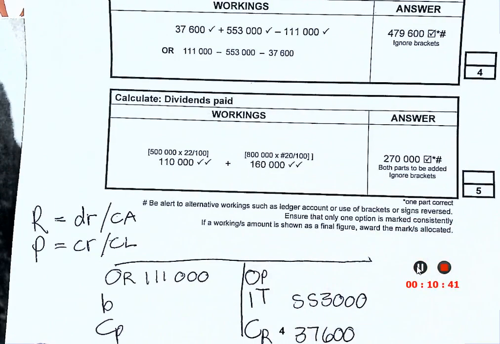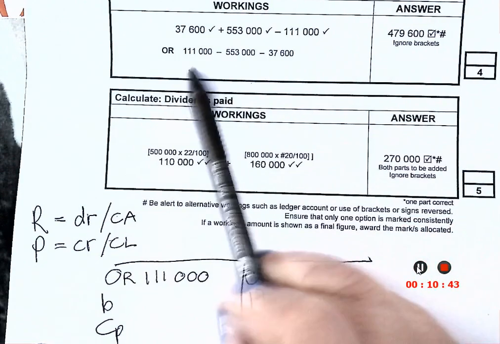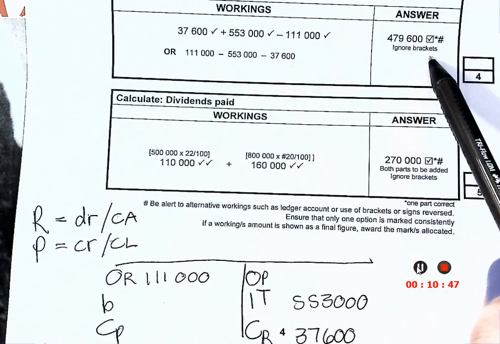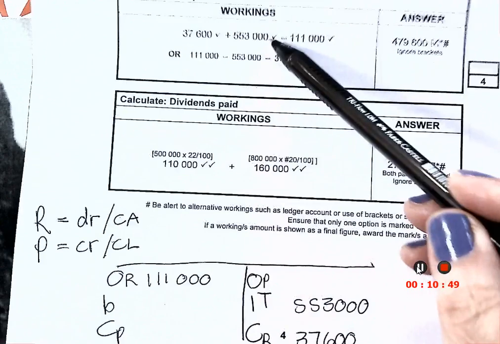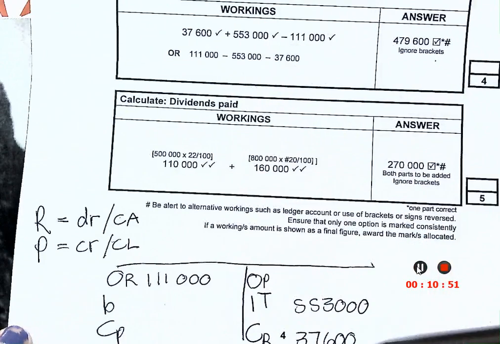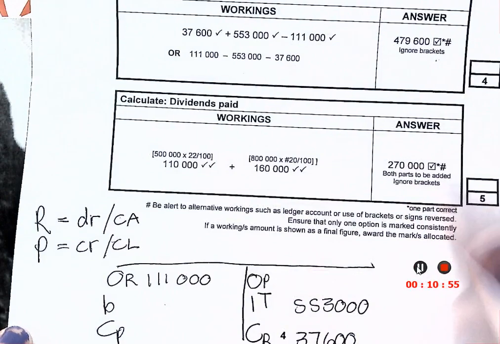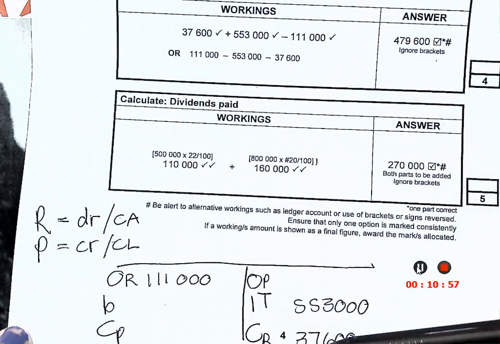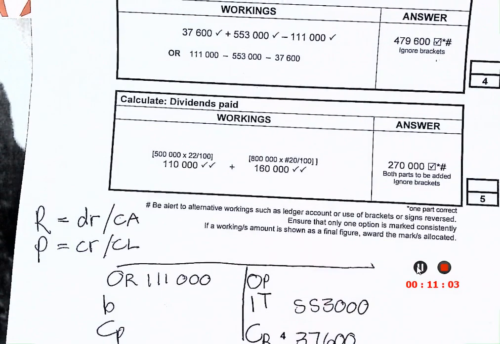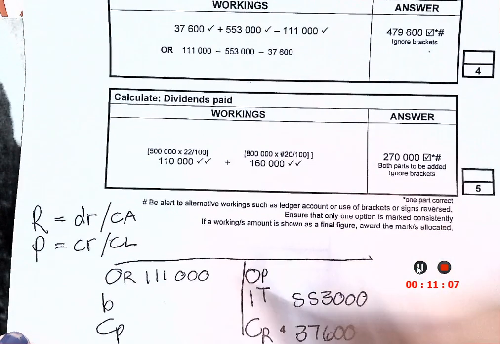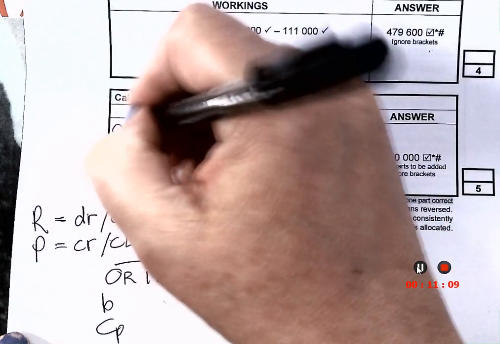So it's 111 minus equal. Okay. Can you see this answer here? They went from this side. This plus minus. The second one they went this minus. Both is perfect. Okay. Now they want dividends. So dividends paid, you always want the opening plus the interim.